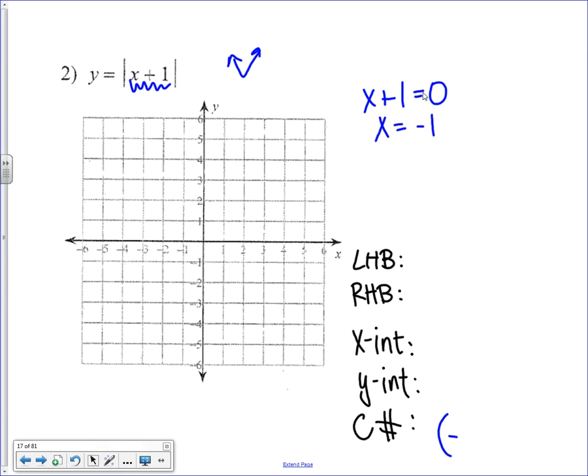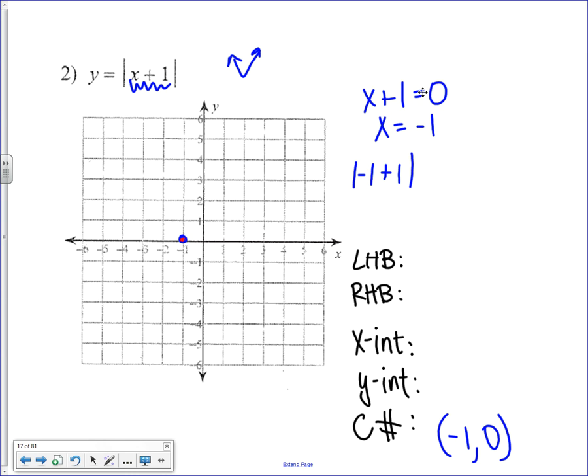That means that -1 is the x value of that point. Now we're going to take that -1 and plug it in. What's the absolute value of 0? Still 0. And that's your y value. So that point right there is the tip of that V. How's everybody doing? Making sense or no?